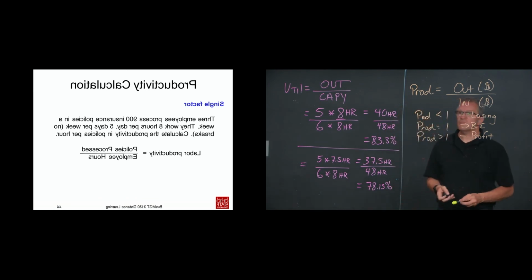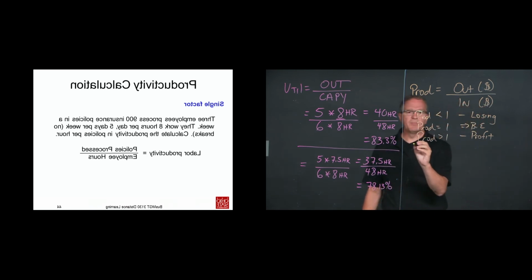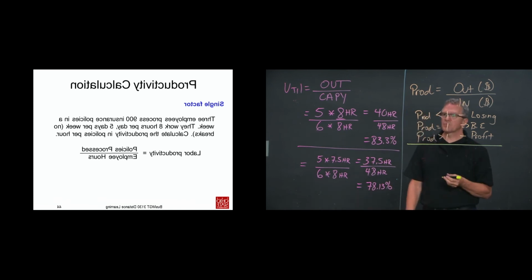And what I've got here is an insurance company. Now this insurance company processes 900 policies a week. All right? They have 3 employees that work 8 hours a day, 5 days a week, and again, no breaks. I'm just trying to make it a simple calculation.